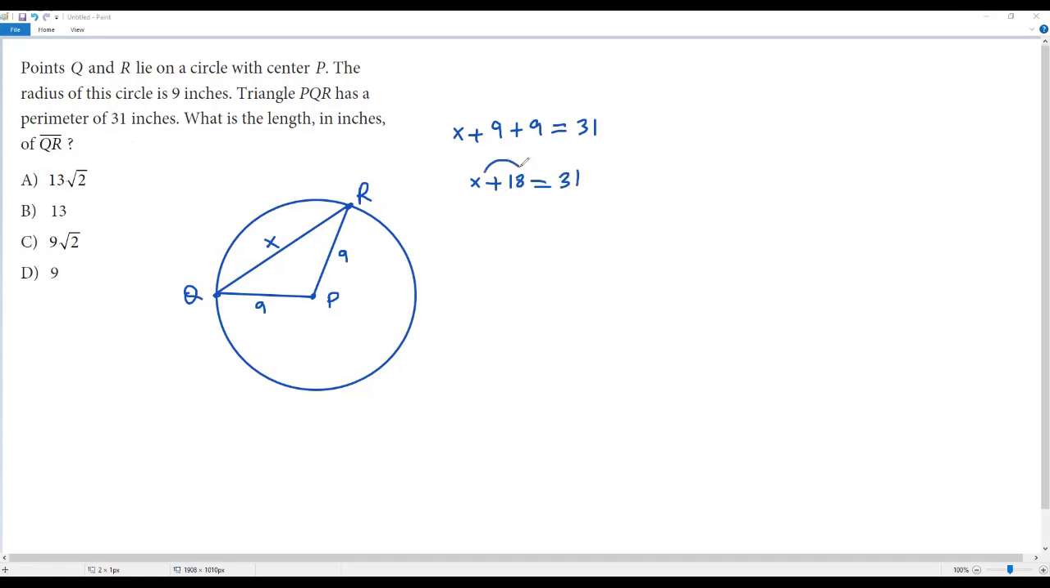To solve for X, we have to get rid of this +18. Let me subtract 18 from both sides of this equation. +18 and -18 will cancel out. When I simplify, I am getting X = 13. We know that X represents the length of the line segment QR. That is, the length of the line segment QR equals 13 inches.